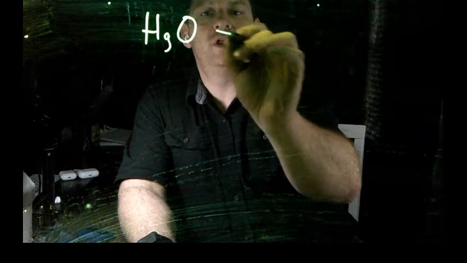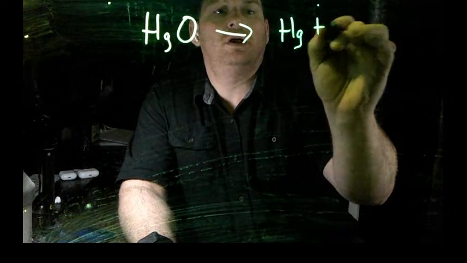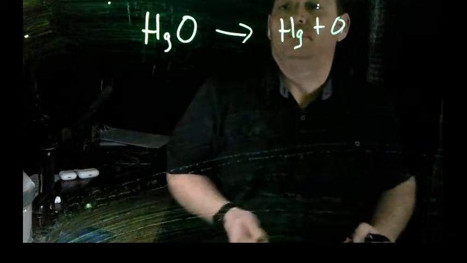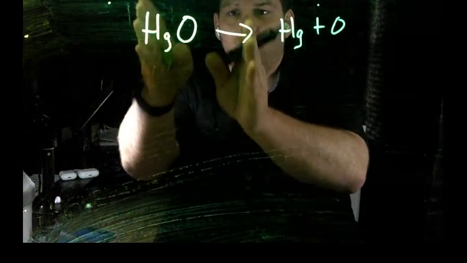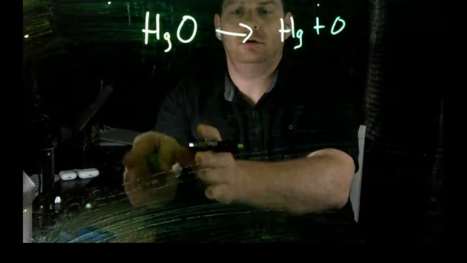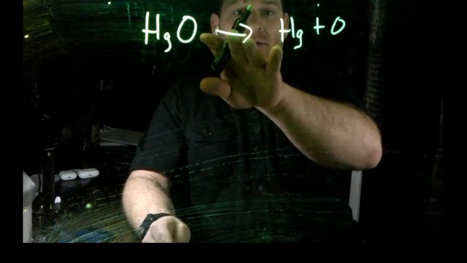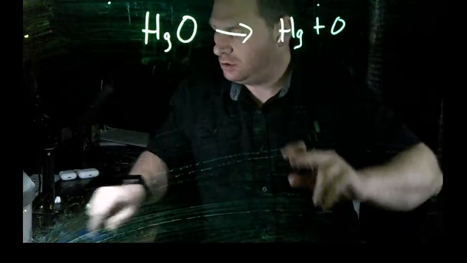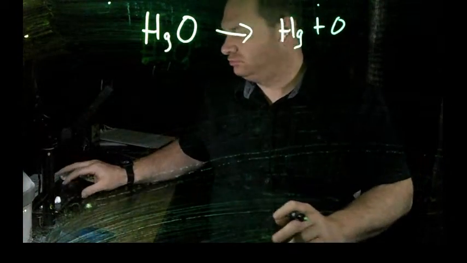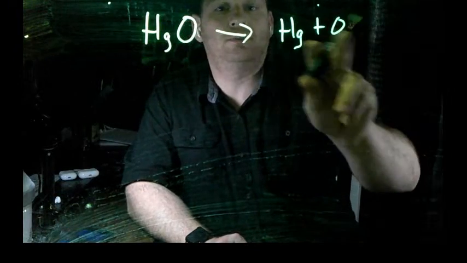HgO is going to have a reaction, and it's going to be Hg plus O, oxygen. All right, so we have here on the left-hand side our reactants. We're going to have a reaction actually happening and our product. So we have our reactants and our products.